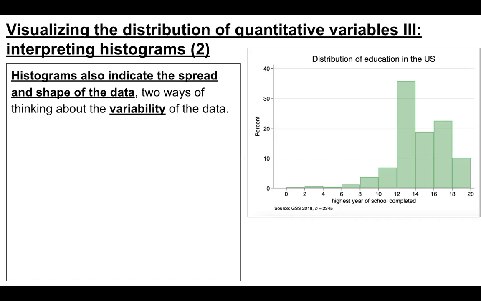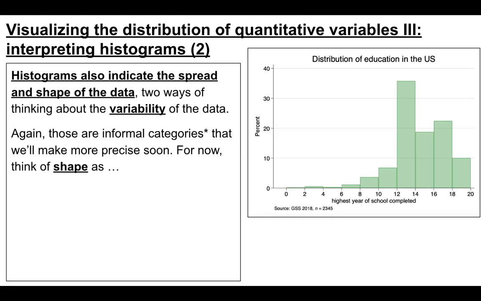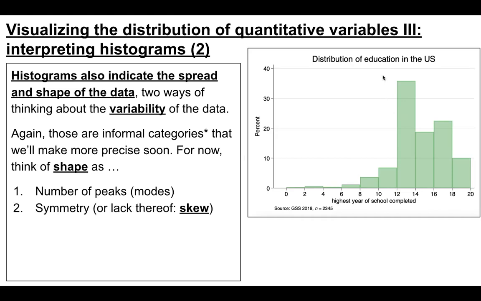So histograms also tell us the spread of the data and the shape, which are both informal ways of thinking about the variability of a data set. So we'll make those more precise soon. But for now, you can think about the shape in a couple of ways: the number of peaks or modes, and then also the symmetry or lack thereof, so the skew.